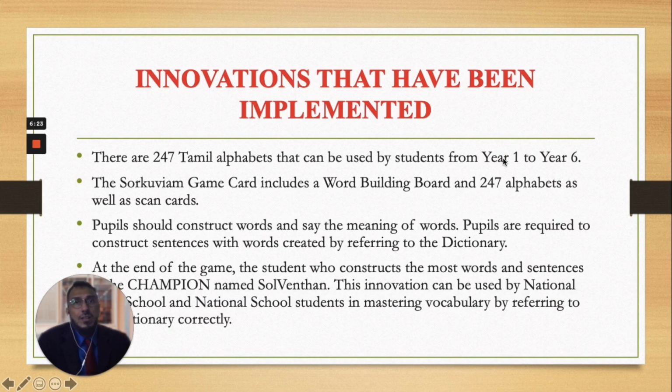So the innovation that we implemented, the Sorkuviam, is a board game. It's a board game where we introduced 247 Tamil alphabets that can be used by year 1 to year 6 students. And the Sorkuviam game card includes a word building board and 247 alphabets as well as the scan cards.